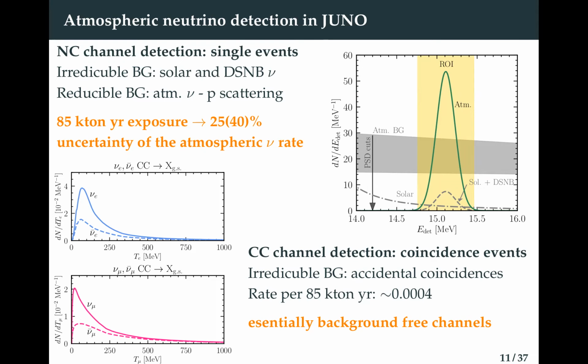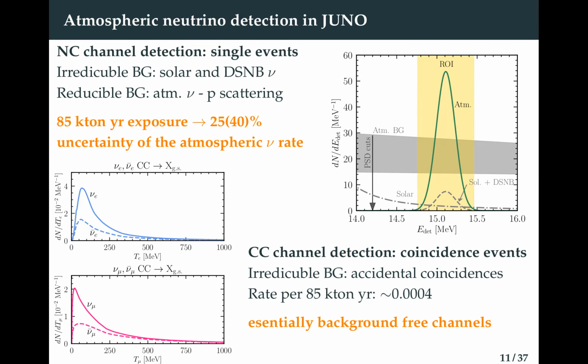And yes, with 85 kiloton exposure, we get 25% uncertainty, up to 40, depending on how many years Juno would be running. It also depends on what the efficiency of Juno will be and how much they need to cut the signal in order to get the cuts for the muons in the detector.